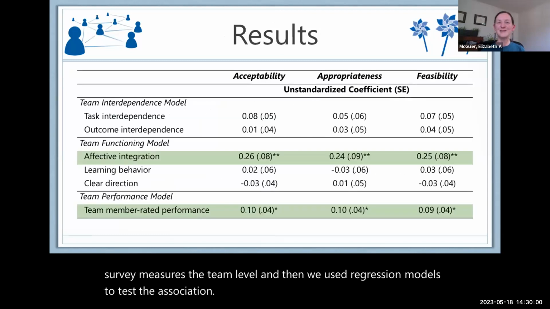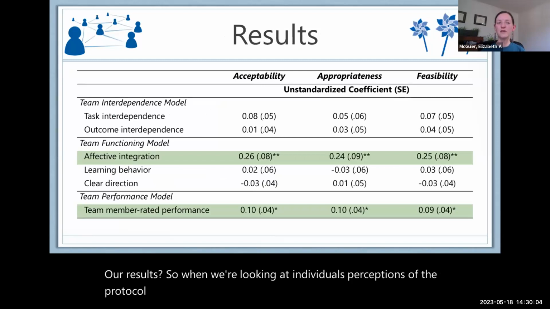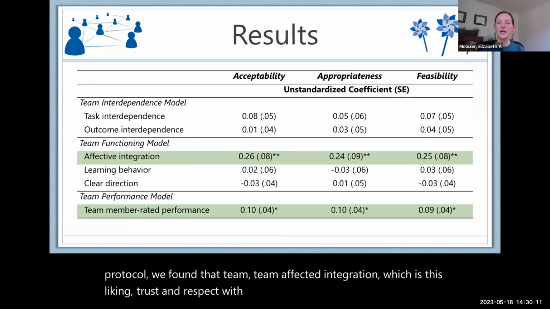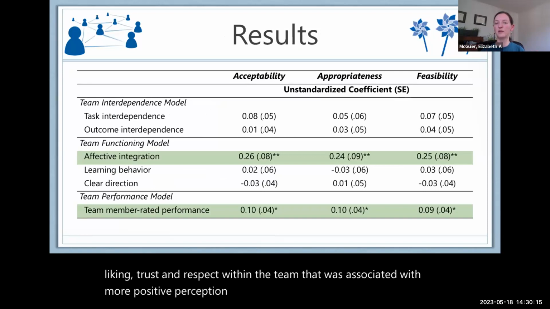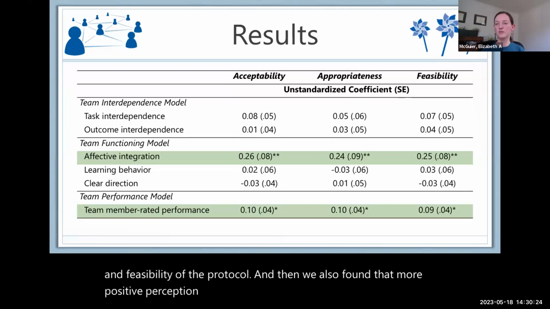Our results. So when we're looking at individuals' perceptions of the protocol, we found that team affective integration, which is this liking, trust, and respect within the team, that was associated with more positive perceptions, so greater acceptability, appropriateness, and feasibility of the protocol. And then we also found that more positive perceptions of performance were associated with more positive perceptions of the protocol.